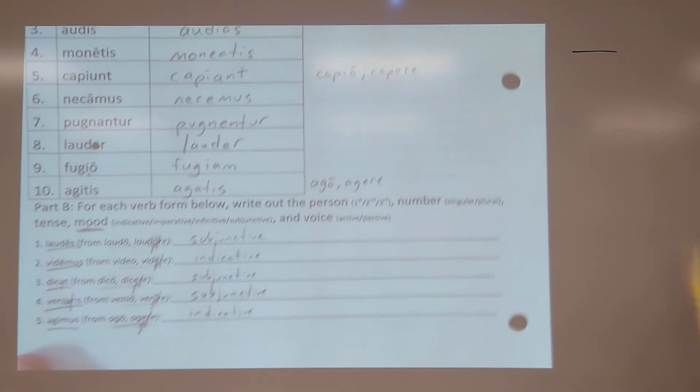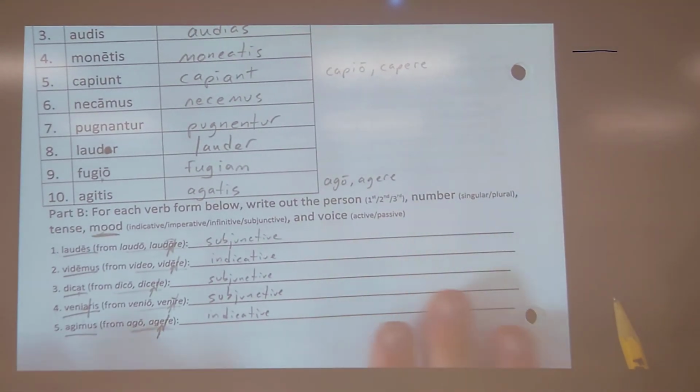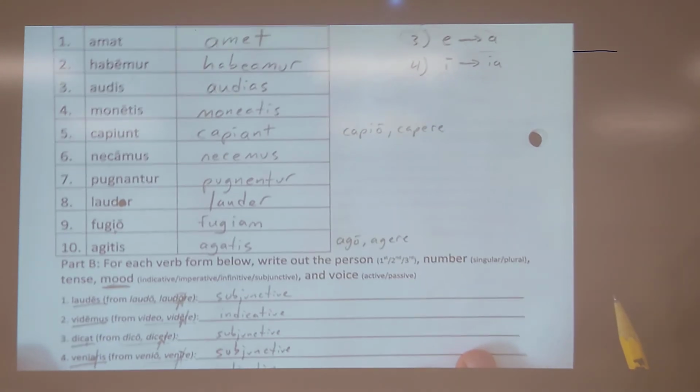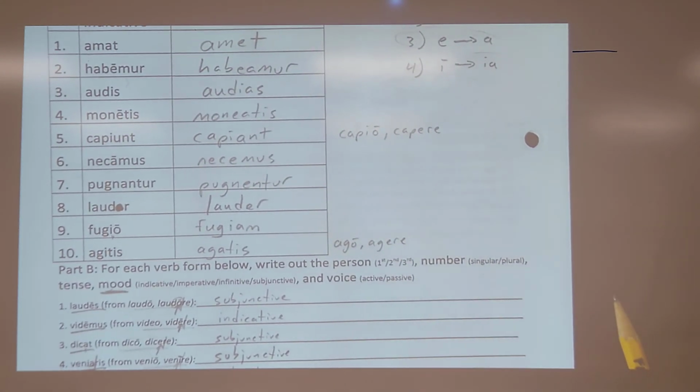All right. So anyway, there you go. Hopefully that helps you go through your practice for today. There will be another video, a separate video for the translation stuff on the next page.